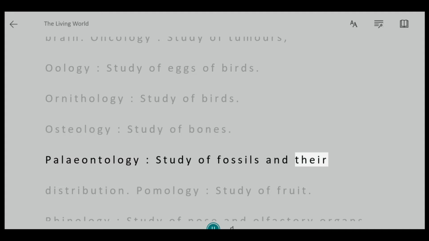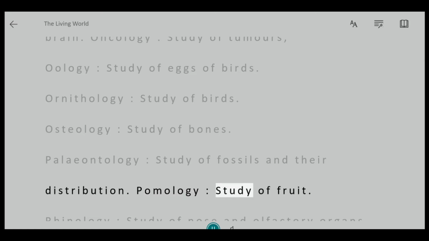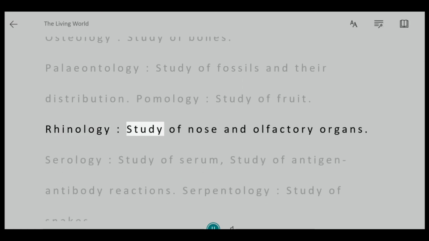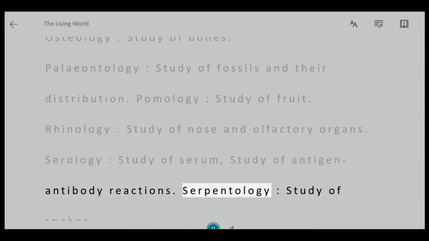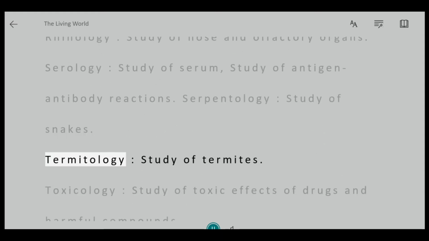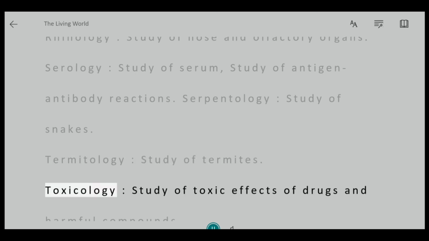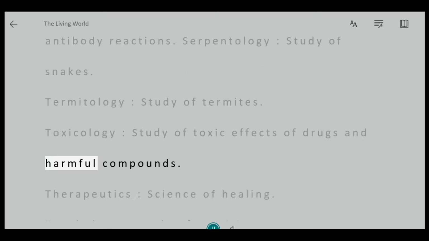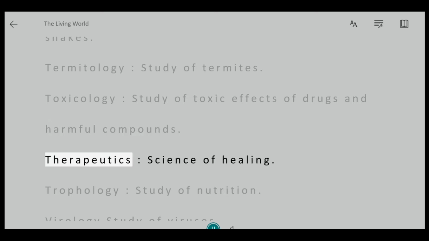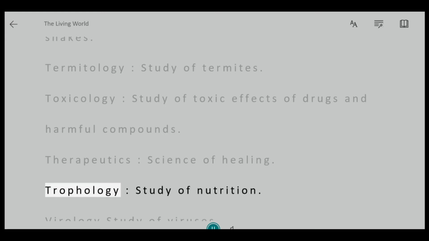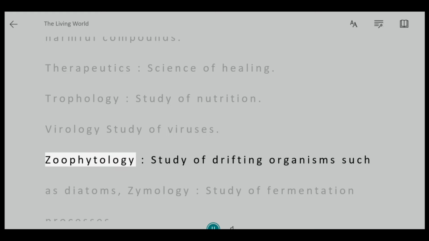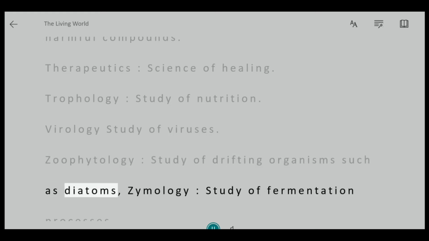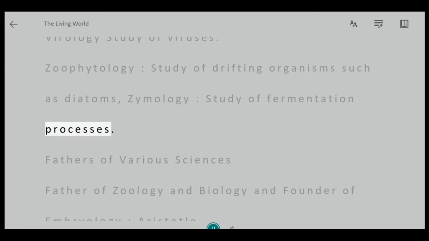Paleontology, study of fossils and their distribution. Pomology, study of fruit. Rhinology, study of nose and olfactory organs. Serology, study of serum, study of antigen-antibody reactions. Serpentology, study of snakes. Termitology, study of termites. Toxicology, study of toxic effects of drugs and harmful compounds. Therapeutics, science of healing. Trophology, study of nutrition. Virology, study of viruses. Zoophytology, study of drifting organisms such as diatoms. Zymology, study of fermentation processes.